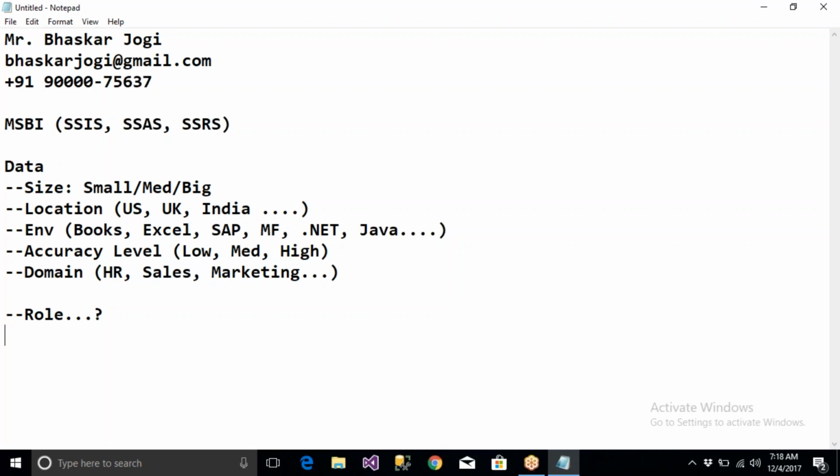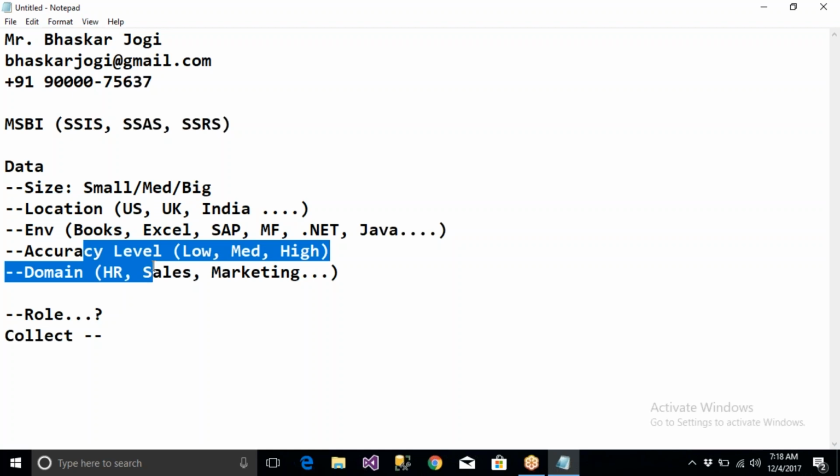So what is our role in this context? If you're learning MSBI, what are we going to do? We're going to collect the data from different sizes of data, different locations where the data may be available, and different environments in which the data is available, and you may have different accuracy levels.